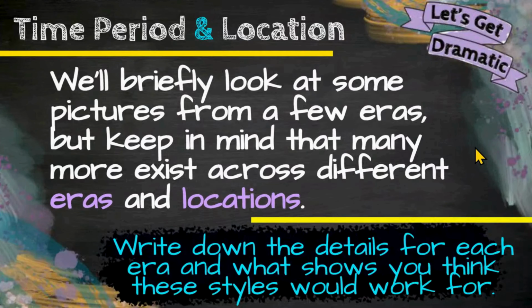We'll briefly look at some pictures from a few different eras. Keep in mind that many more exist across different eras and locations. So this is just the beginning, pictures from America. There's a lot of different locations, but the 60s in America look very different than the 60s in Africa and the 60s in England. So just know that there are so many different eras to keep an eye out for that you could use in future projects. So write down the details for each era and what show you think these styles would work for.